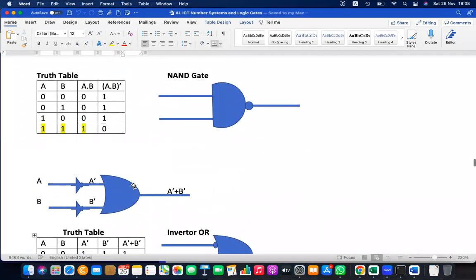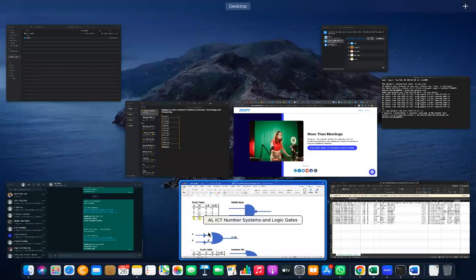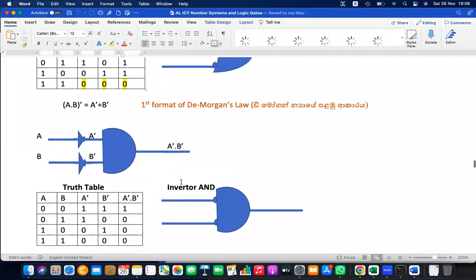NAND is similar to the inverter OR. And what about the inverter AND? The inverter AND is similar to the NOR gate. Here both are 1, it's 1, and then here 0, 0, 0. This is A not and B not.